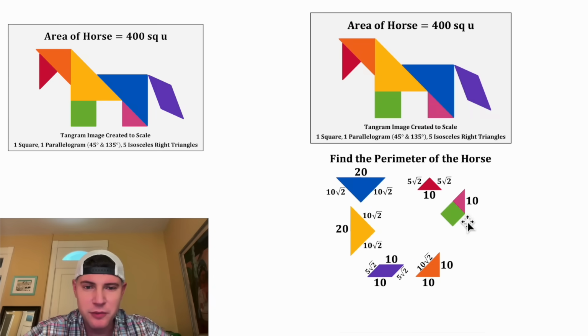Next, this pink 45, 45, 90 triangle is congruent to this red triangle. So this leg is going to be 5 root 2, and this will also be 5 root 2.